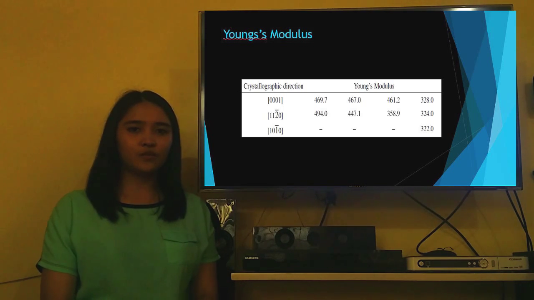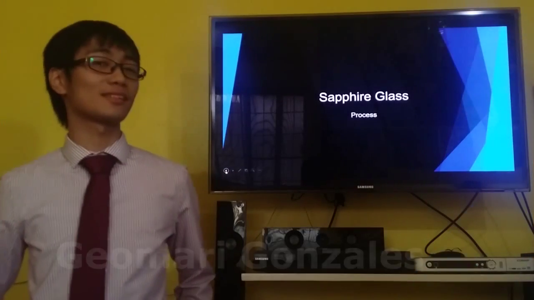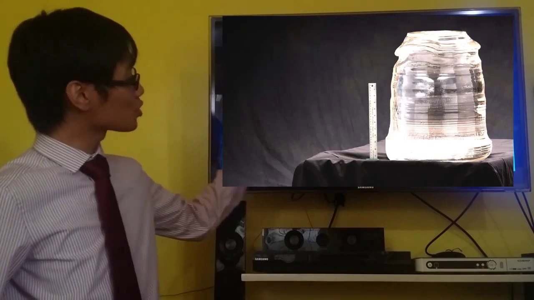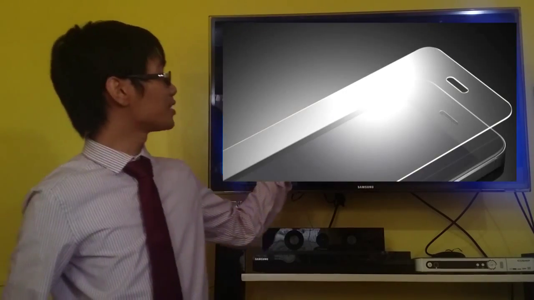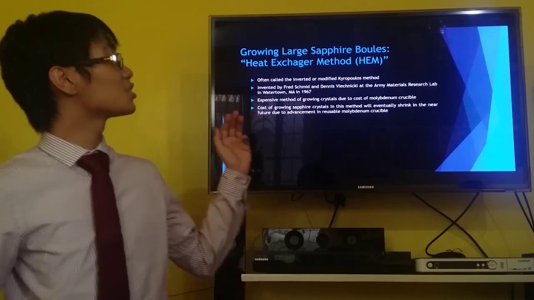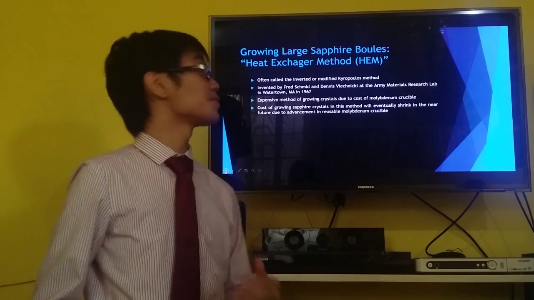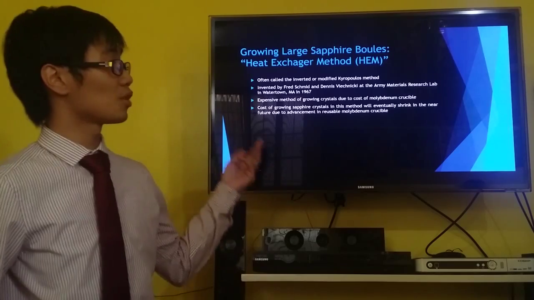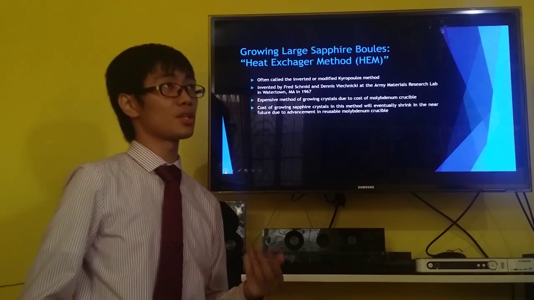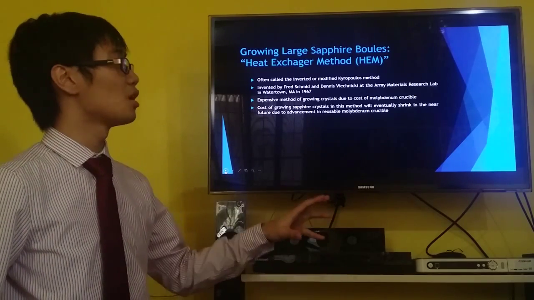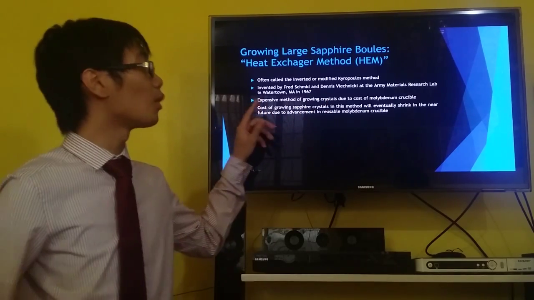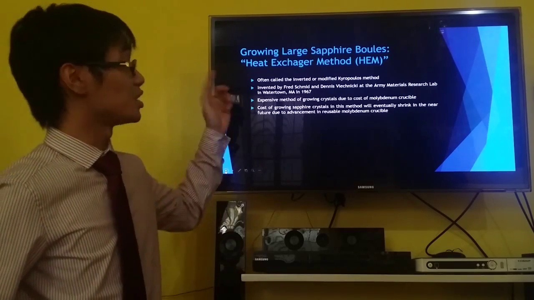We're in the process of making sapphire glass. These are the two major processes in making sapphire glass. We need to grow some boules and make some super thin sheets of single crystal sapphire for those smartphone displays. Growing large crystal sapphire boules is done using the heat exchanger method. This method was favorable for GT Advanced Technologies, as they saw much convenience in making large sapphires, but it is an expensive method of growing them. But you can produce high quality and big sapphires with this method.